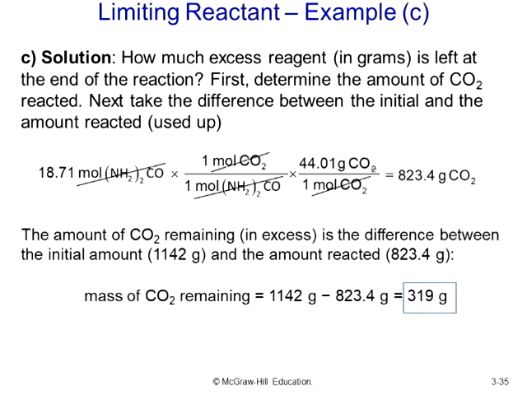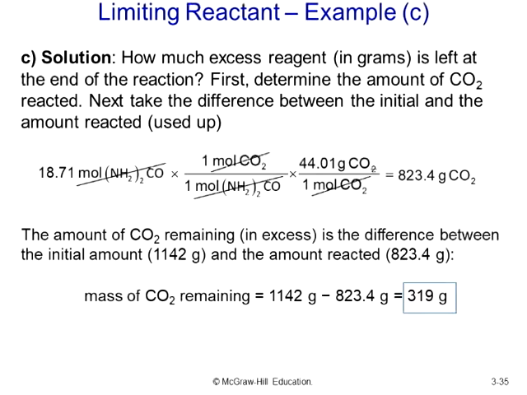So we take our limiting reactant and we process it through a dimensional analysis. The very first step is an interconversion between mole to mole. Then the next step is a conversion of mole to gram, which gives us 823.4 grams of carbon dioxide. We have 4 sig figs in our answer because our starting material had 4 sig figs.